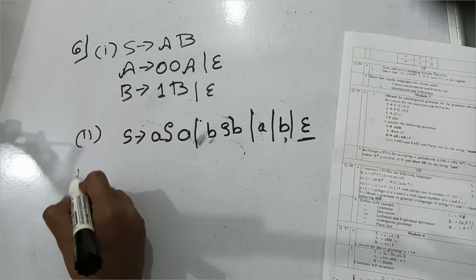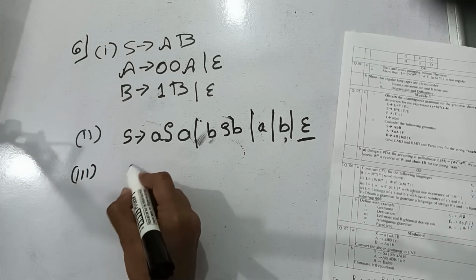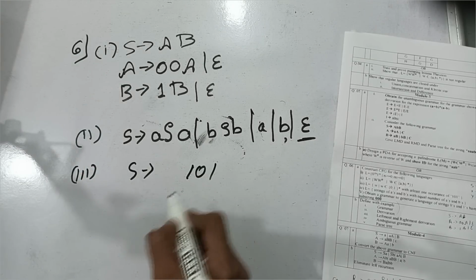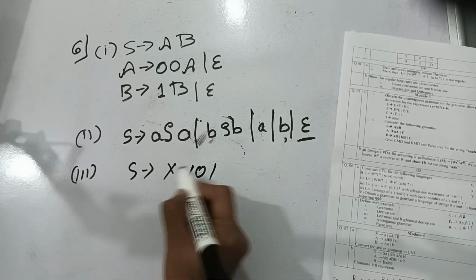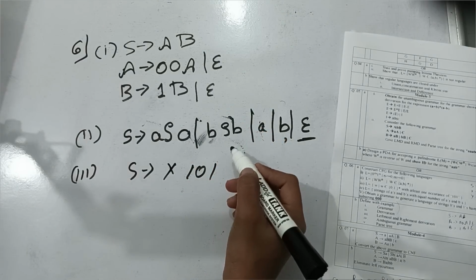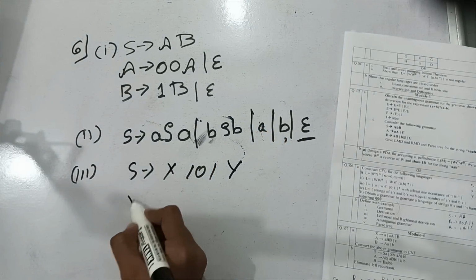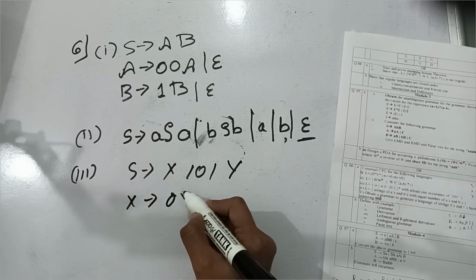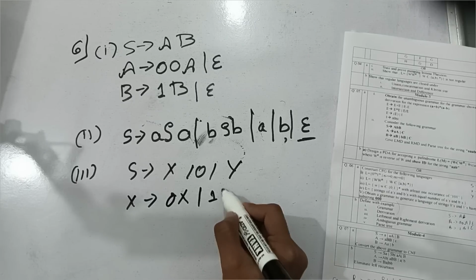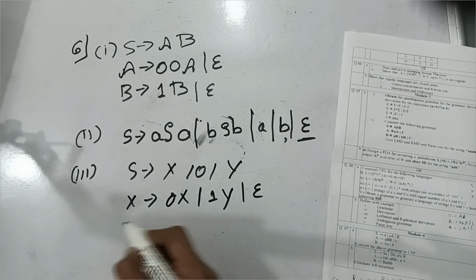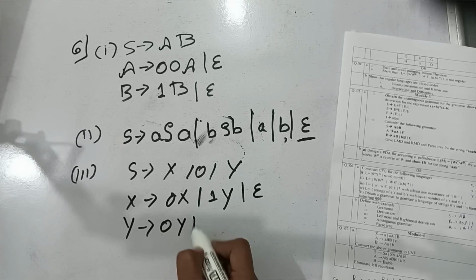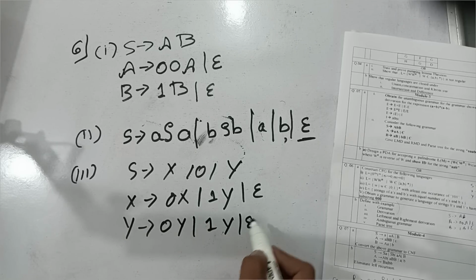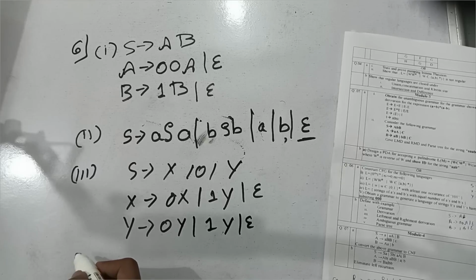Next one is at least one occurrence of 101. So one occurrence of 101, and in the beginning there should be any number of zeros, and there may be any number of 1's also. The base case is epsilon, and Y gives any number of zeros or any number of 1's, and the base case is epsilon. And next one is an equal number of a's and b's.